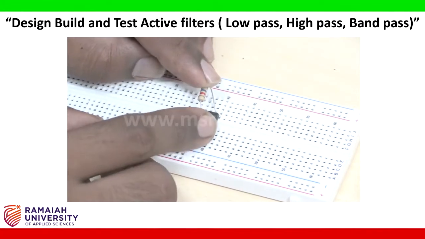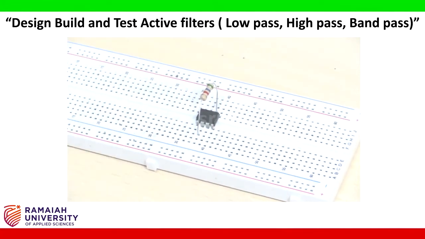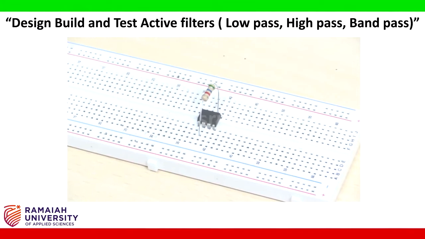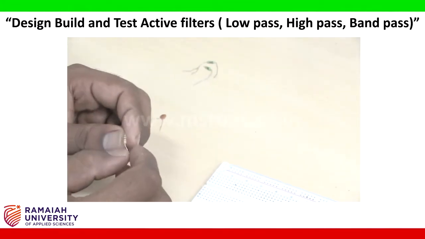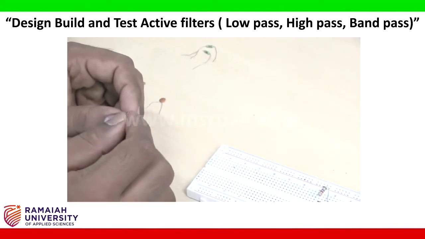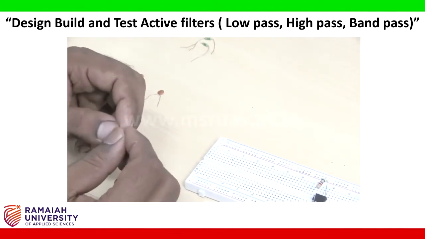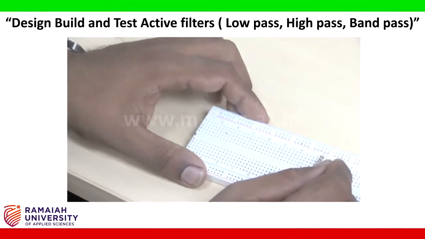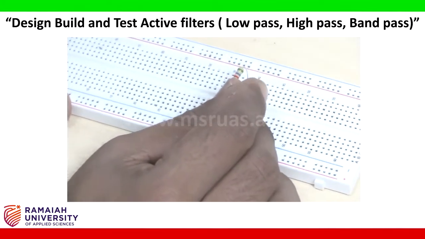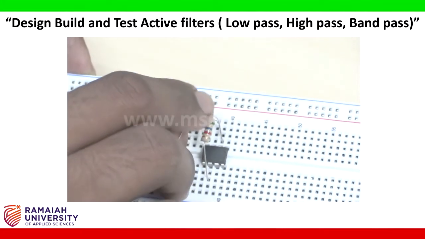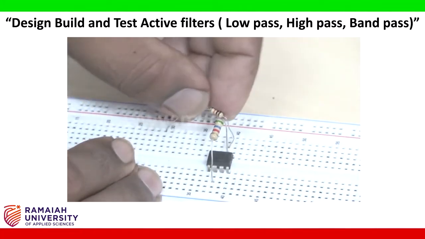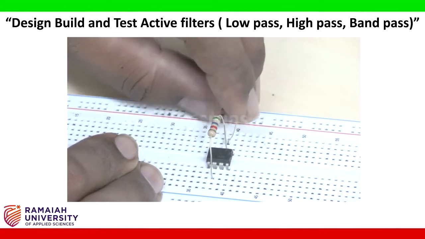So this will be connected to pin number 2 and pin number 6. Next I am going to take a 10 kilo ohm resistor. I'm going to connect this 10 kilo ohm resistor from pin number 2 to ground. This is pin number 2, and this is connected to ground. I am connecting here.